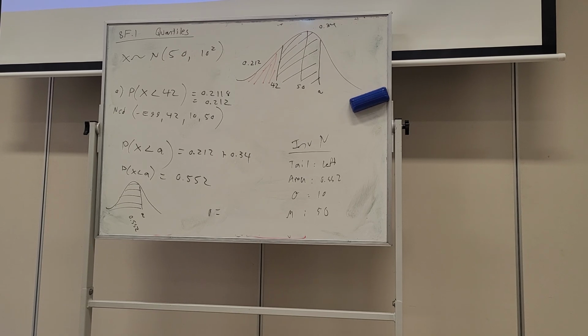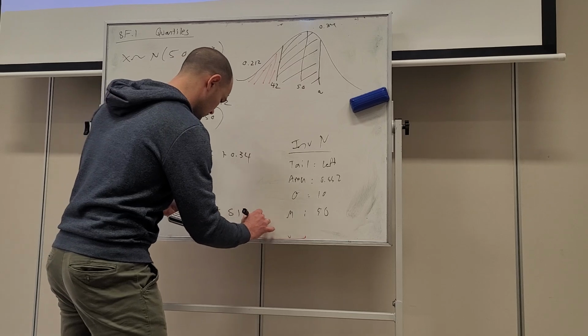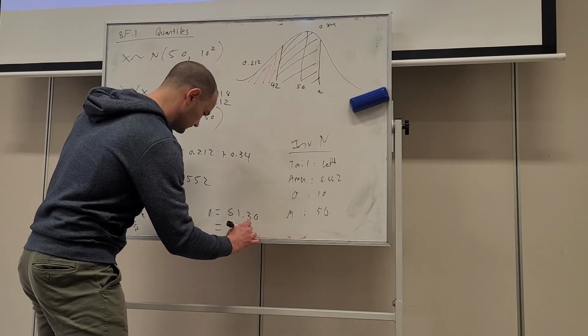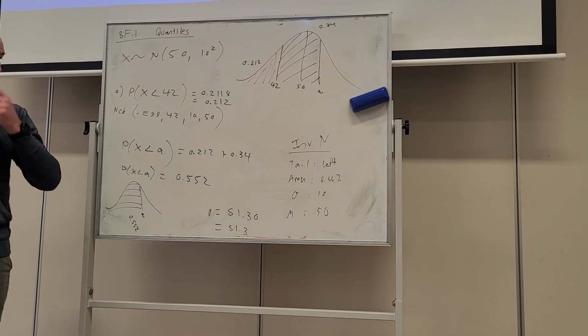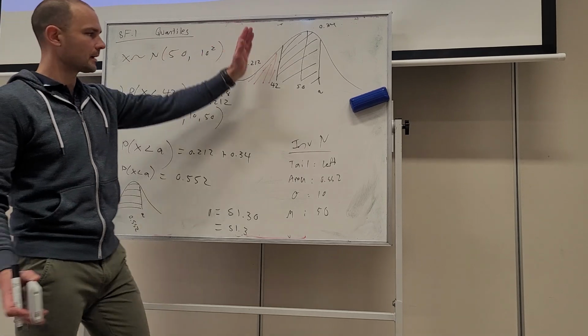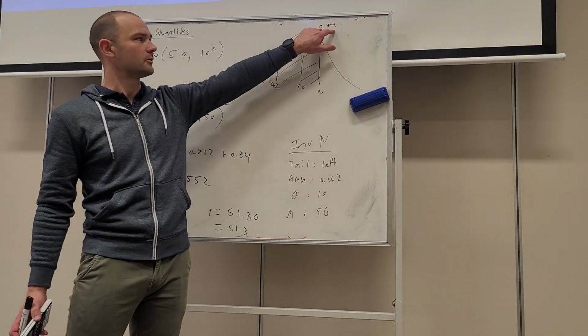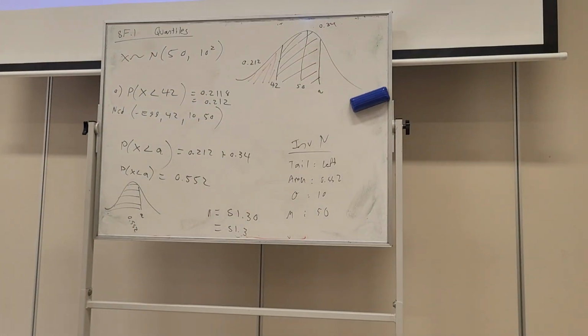Left, 0.552, 51.307. Okay, so what this means is the probability of this distribution being between 42 and 51.3 is 0.34. Very good. Okay, that's enough for us to rip into 8F.1. So let's do it. Any questions?